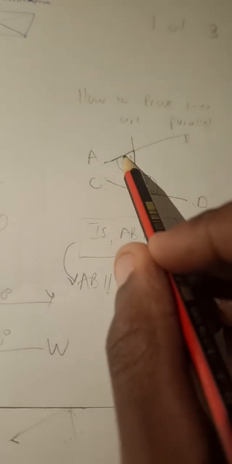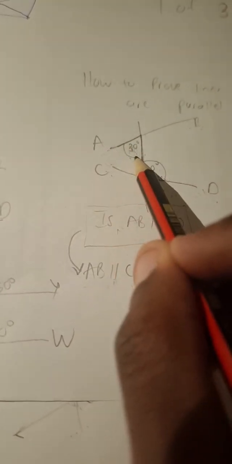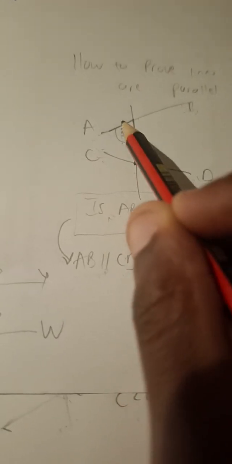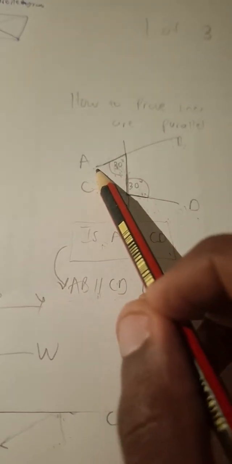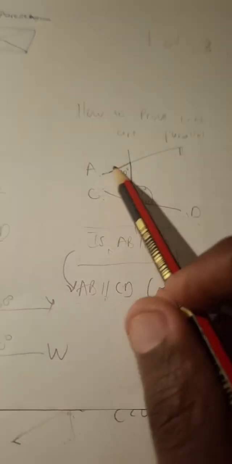Why? Because you can see there's a 30 degrees here and there's a 30 degrees there, and they are in the alternate position. They are in that Z effect mode, but they are equal. So therefore, we must then conclude that AB is parallel to CD. Guys, let's look at another situation here. I say to you, is XY parallel to ZW? Yes or no?